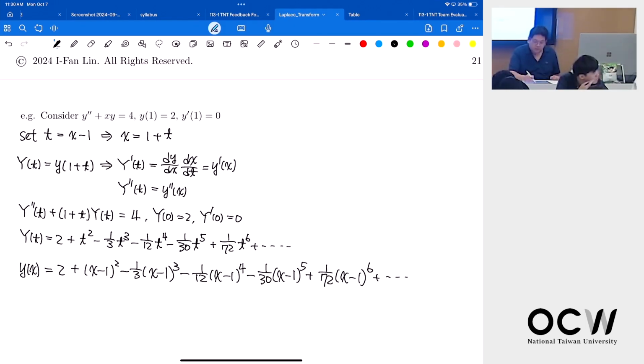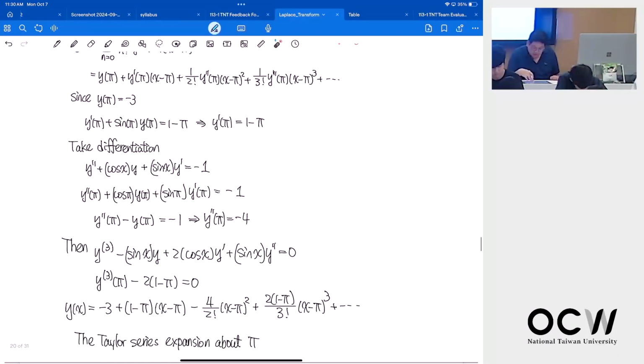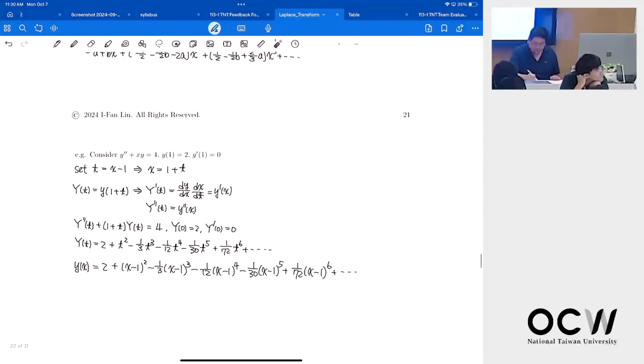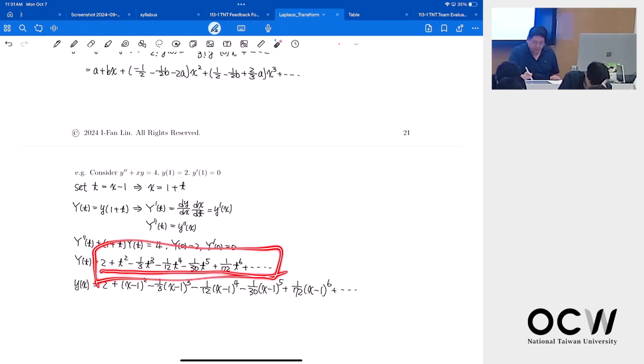You can do the same thing as we did when we tried to find the Taylor series about pi. So now you can find the Taylor series about 1. Do the same thing. Or you change the variable first. Once you change the variable first, then you get your initial conditions at 0. Because sometimes when you find the Taylor series about 0, that's easier. Okay. Any questions for this?